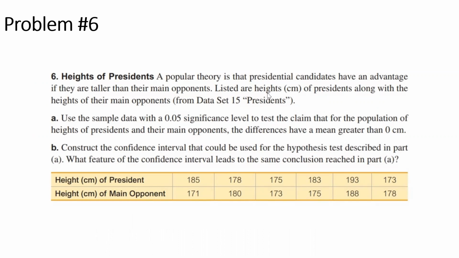A popular theory is that presidential candidates have an advantage if they are taller than their main opponents. Listed are heights of presidents along with the heights of their main opponents. Use the sample data with a 0.05 significance level to test the claim that for the population of heights of presidents and their main opponents, the differences have a mean greater than 0 centimeters. The first thing we have to do is find the claim, state the claim.